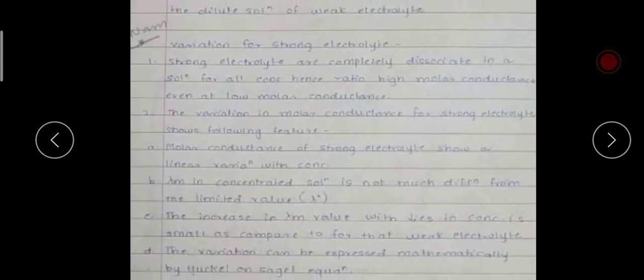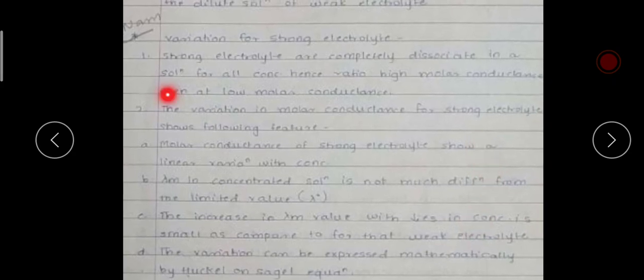The variation can be expressed mathematically by the Debye-Huckel-Onsager equation that we have seen: lambda m is equal to lambda 0 minus b under root c. And this is the diagram. Then the question will be there. On this topic, the question will be there. Explain or discuss the variation of the molar conductance with the dilution, or say with the decrease in concentration or increase in concentration, for weak electrolyte and strong electrolyte. A 5 marks question will be there on this topic.